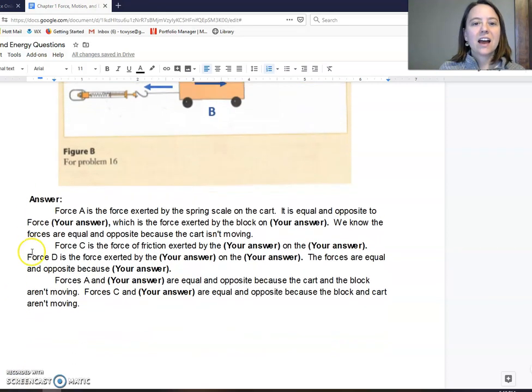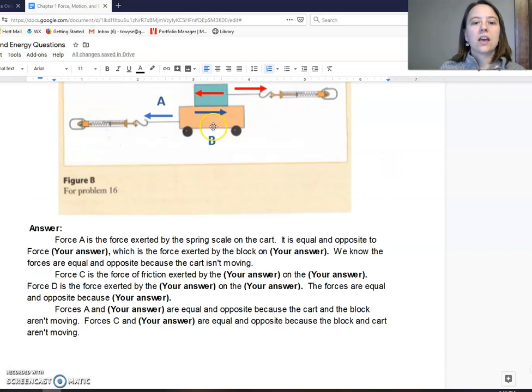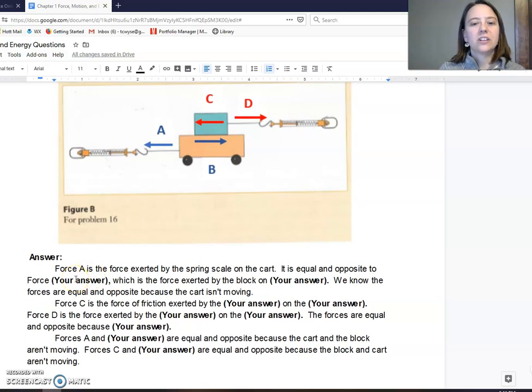Looking at our answer, force A is the force exerted by the spring scale on the cart. It is equal and opposite to force, and then you write which force here. Don't leave your answer in there. You should answer either B, C, or D, which is the force exerted by the block on the, and then you would put in the object right here for your answer. We know that these two forces are equal and opposite because the cart is not moving.